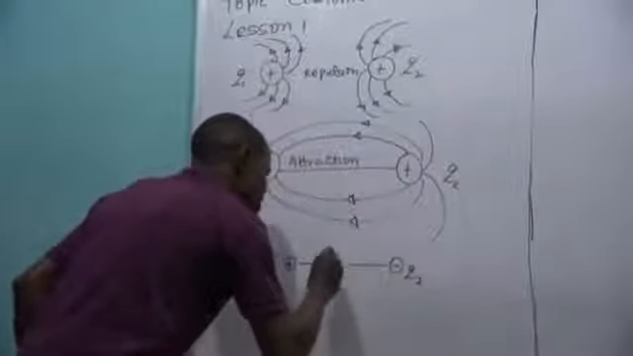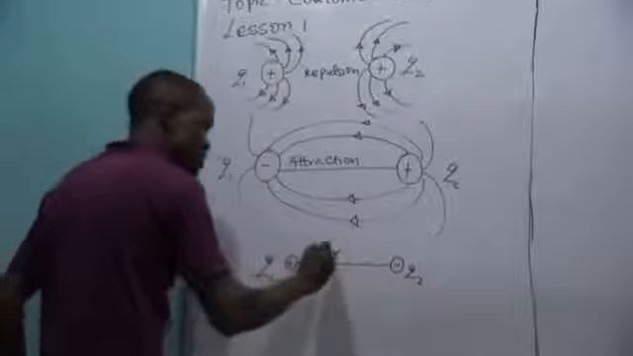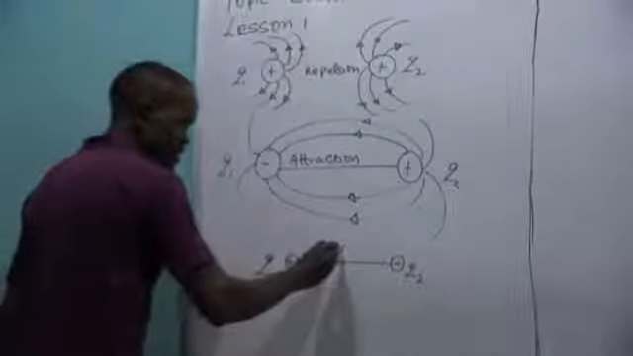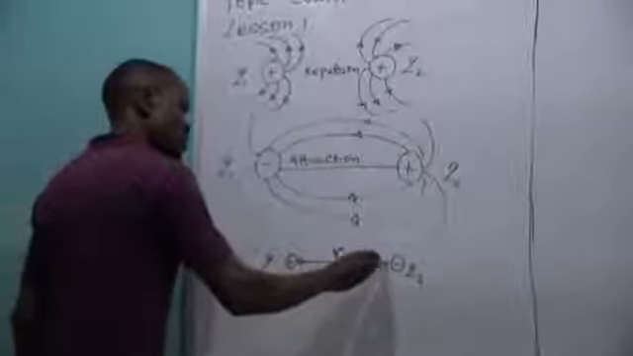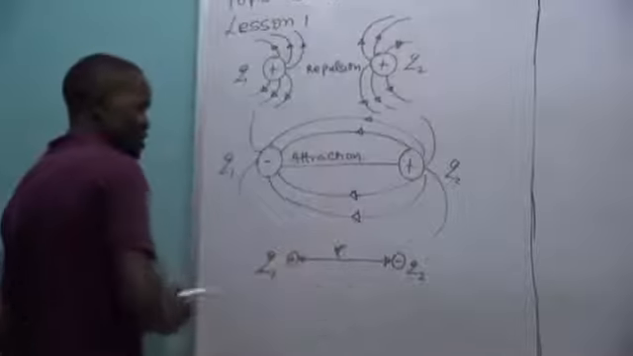And this distance of their separation, this distance between them, I use R to represent the distance between them. This distance from here to here, where this man is and this man is, look at the distance between them.